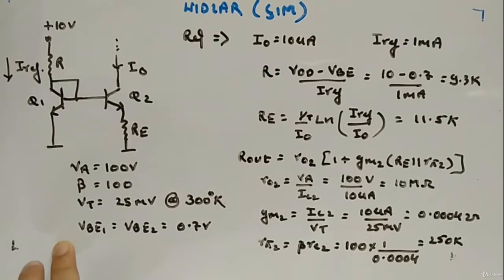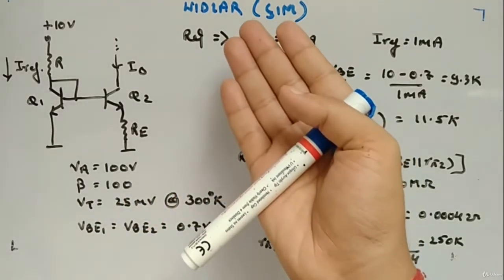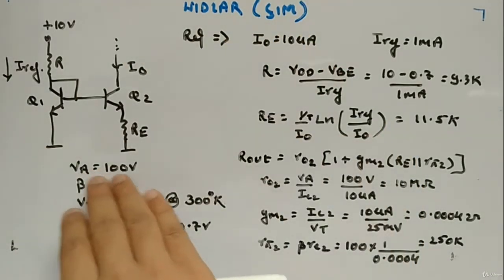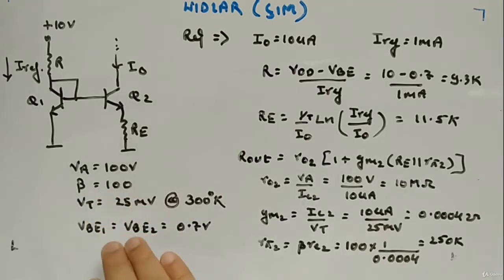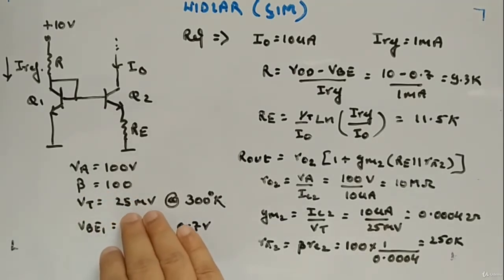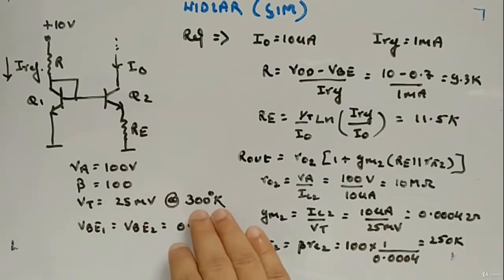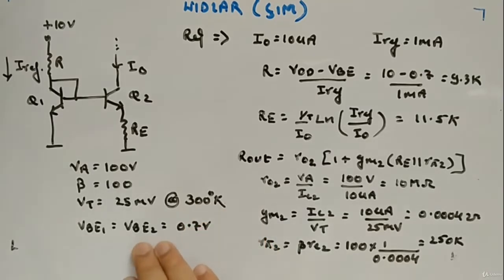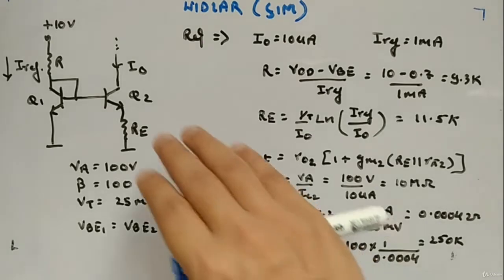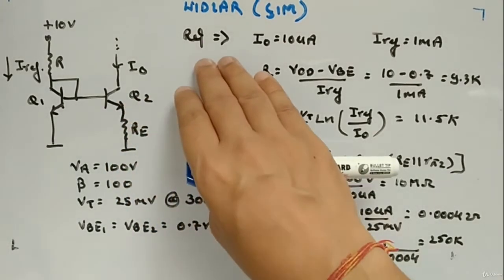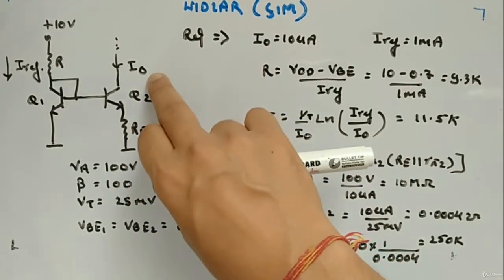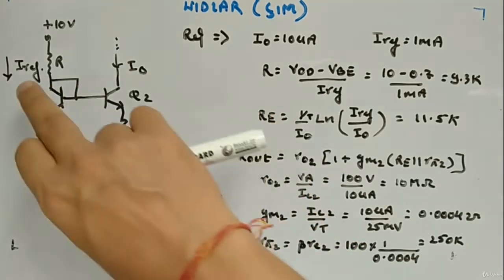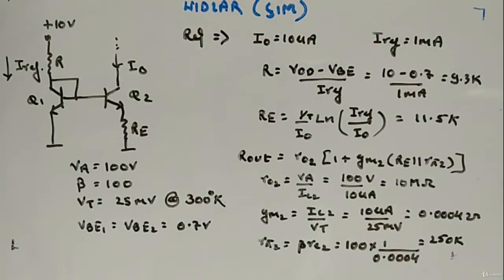Now some parameters I have taken are the same as in the previous ones. So VA is equal to 100 volt, beta is equal to 100, VT is equal to 25 millivolt at 300 degree Kelvin. VBE1 and VBE2 are 0.7 volts. Now what is the requirement? The requirement is we want I naught equal to 10 microampere and IREF equal to 1 milliampere.